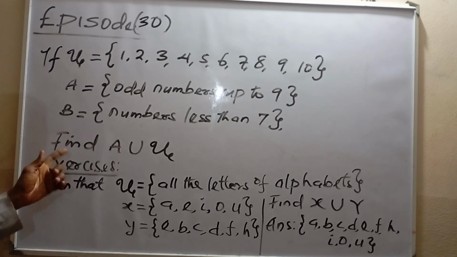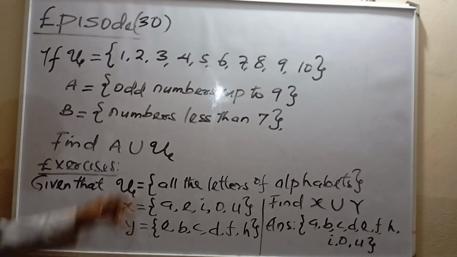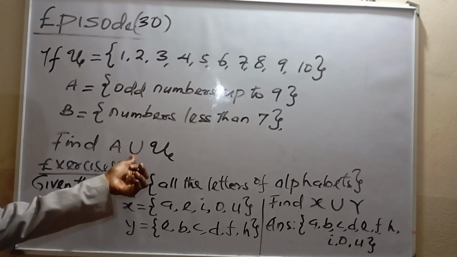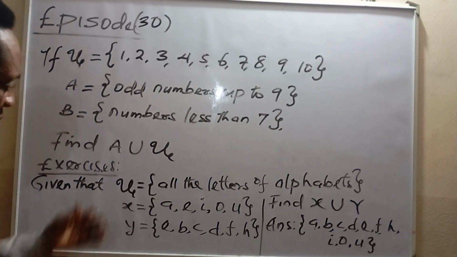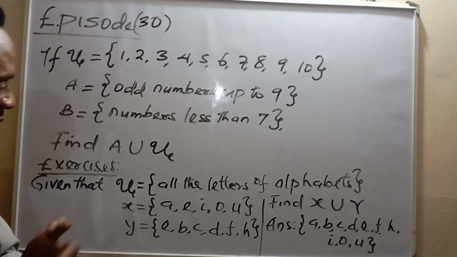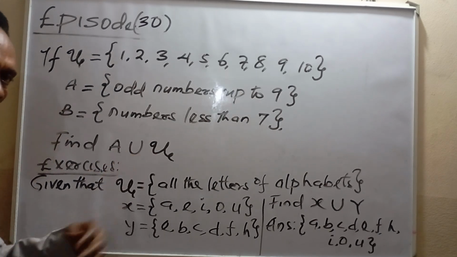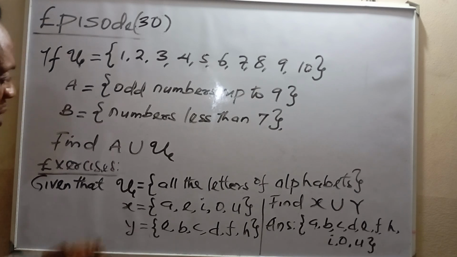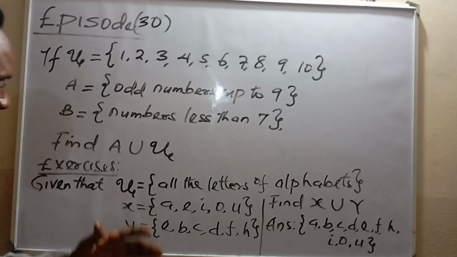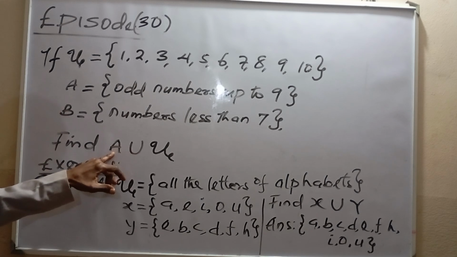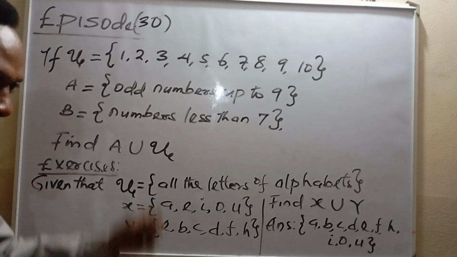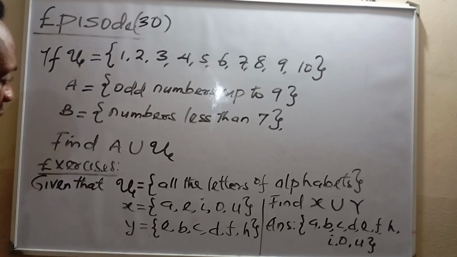So the question now is: find A union universal set. This is the symbol for union. And what is a union? The union of sets is the combination of all the elements of two or more sets without repetition. You bring the elements of set A and the universal set together, combining them without repeating any element that appears in both sets.